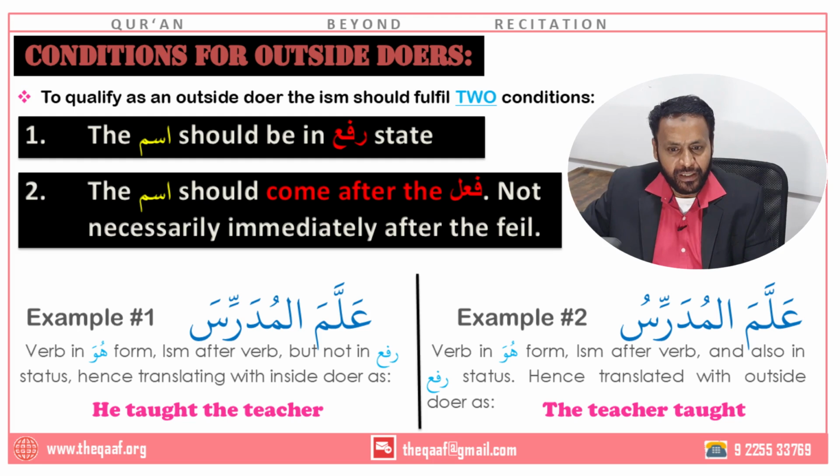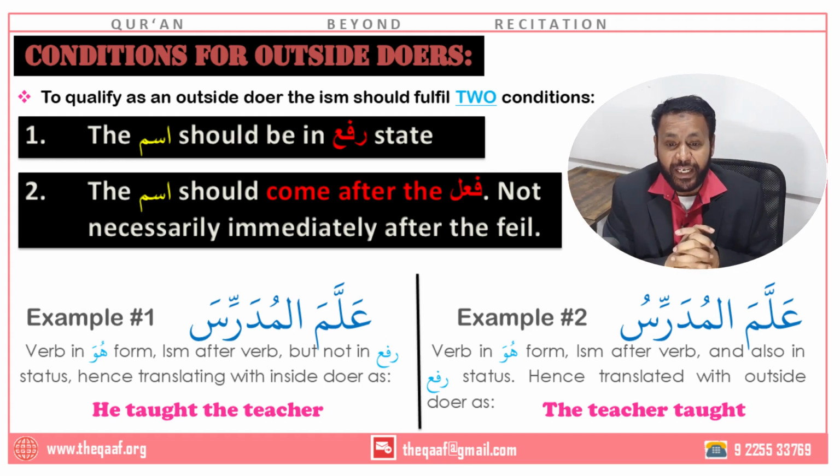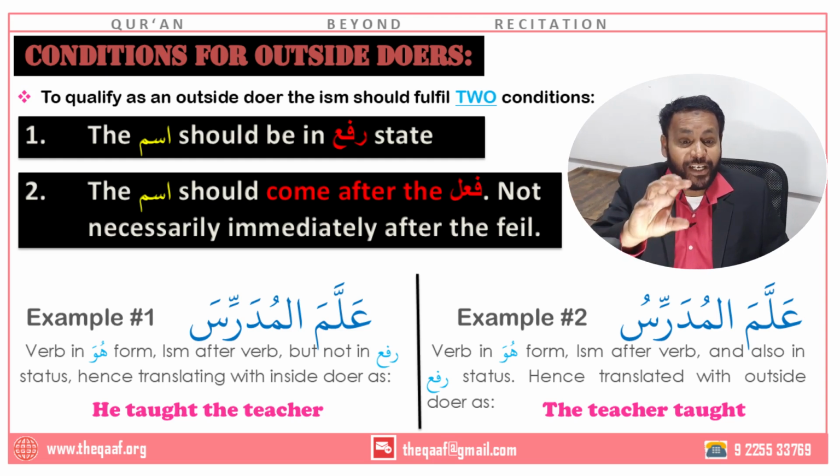Okay, now let me take the same example and tweak it a little bit. I'm going to make this sentence Allama al-mudarrisu. What form is the verb? Is the verb in the huwa or hiya form? Yeah, huwa form. Okay, so there is a possibility of an outside doer. Let me check the two conditions. Is there an ism after it? Yes. Is the ism rafa? Yes. Ah, okay, we got a candidate, a female candidate with B.Ed and psychology. So all the conditions are fulfilled. Let's hire her. So this is an outside doer case.